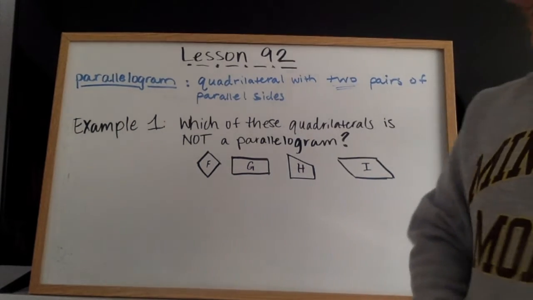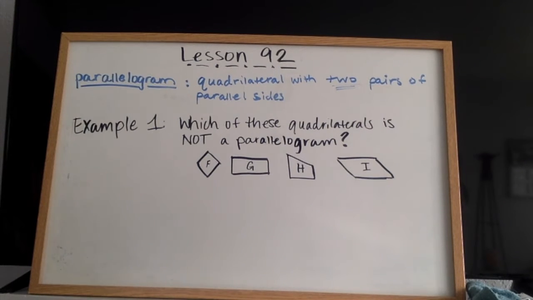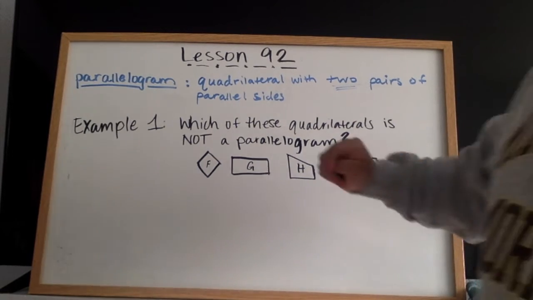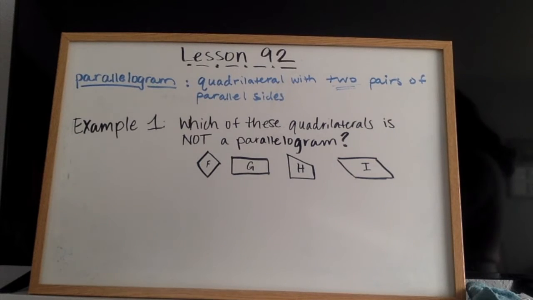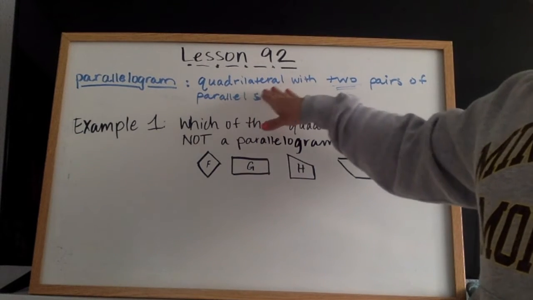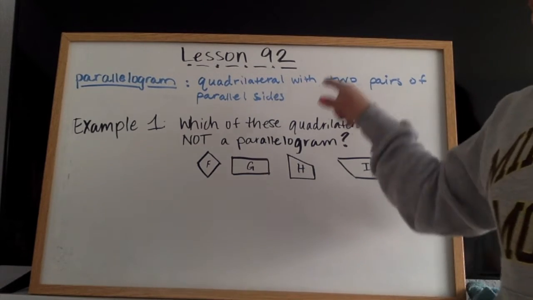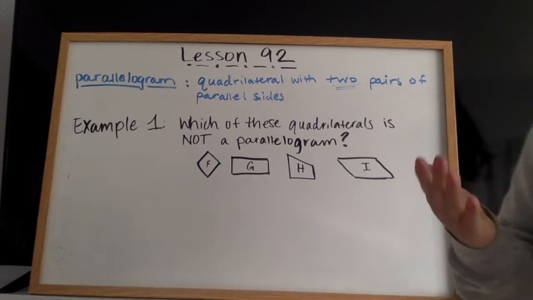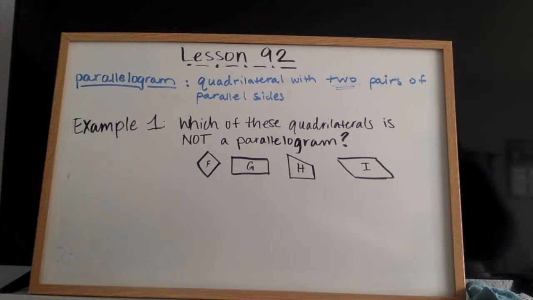We're going to go over lesson 92. So in lesson 92, we're going to talk about parallelograms. Now a parallelogram, I have the definition written here in blue, and I'm going to keep that up here. A parallelogram is a quadrilateral with two pairs of parallel sides. So a quadrilateral has 4 sides and 2 pairs of parallel sides.